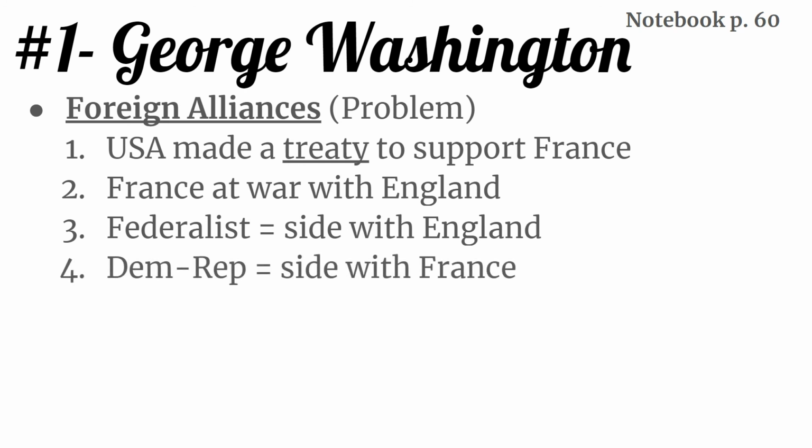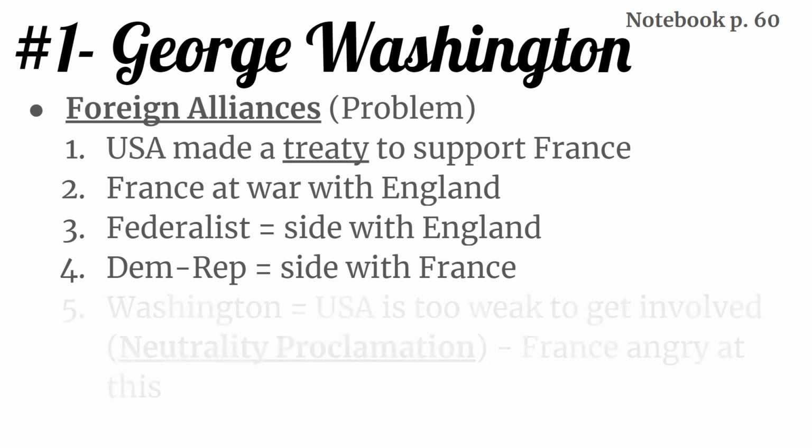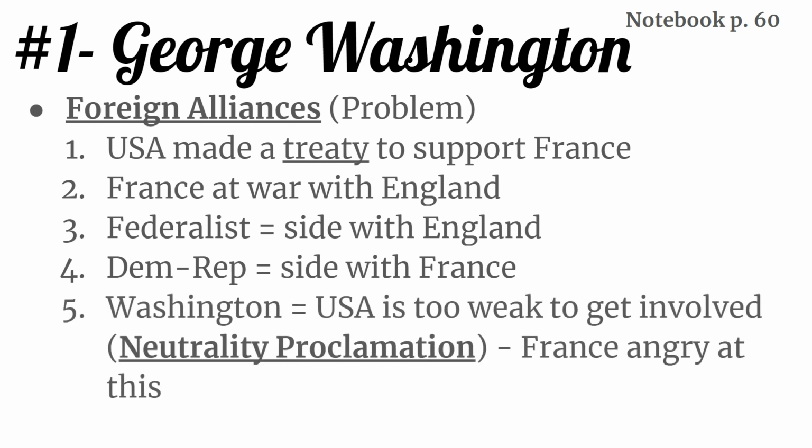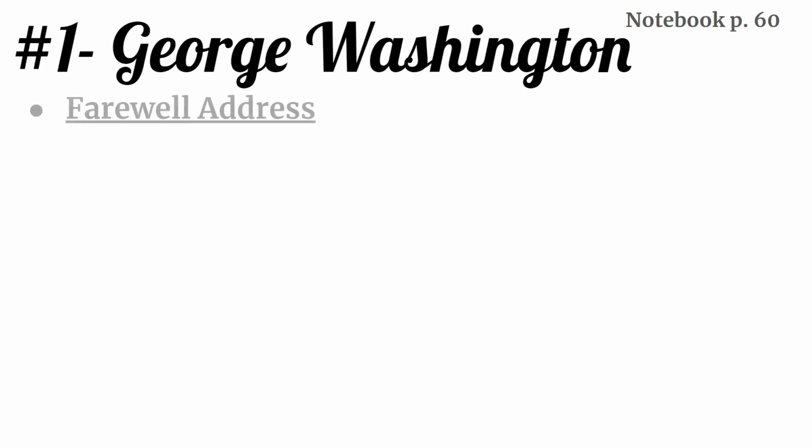And George Washington has a problem. What do I do? Well, Washington realizes that the country can't side with anyone because it's too weak. So he decides to issue what is called the Neutrality Proclamation. The Neutrality Proclamation says we are not siding with anyone. Now, this upsets France a lot, and there are going to be repercussions because of this later on during the presidency of John Adams. And finally, George Washington, after 8 years, decides he's going to retire.